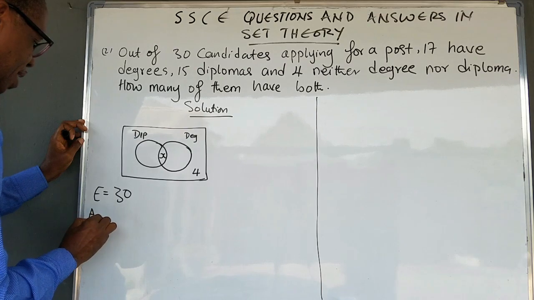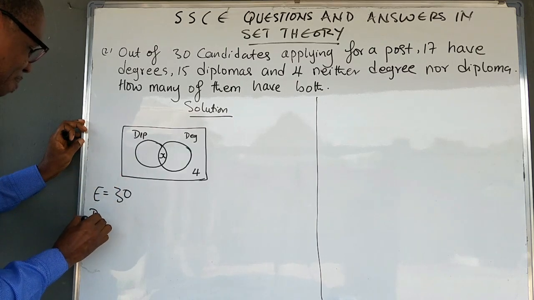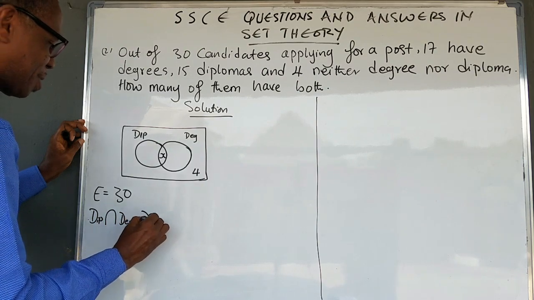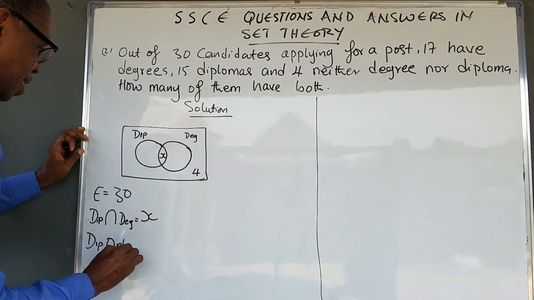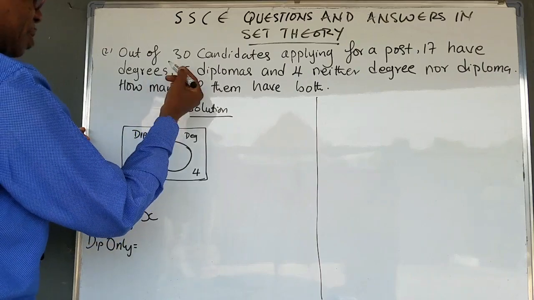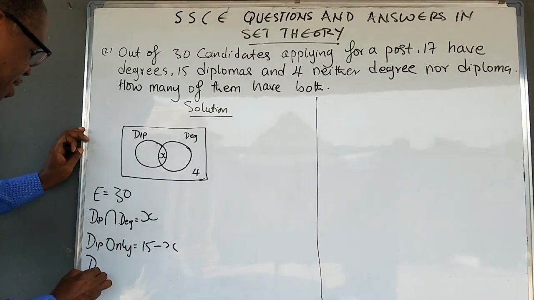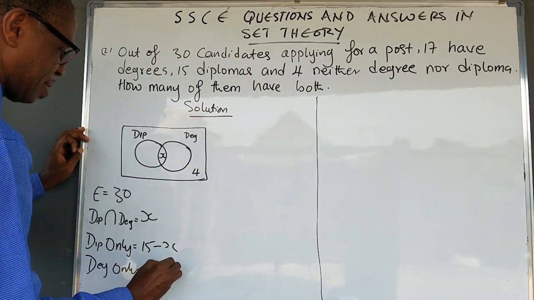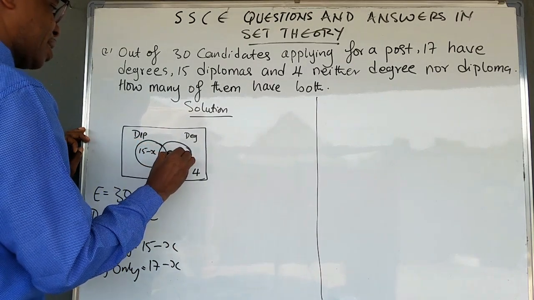Let me use this format: diploma intersection degree is equal to X. Then that means diploma only is equal to 15 minus X. Then degree only is equal to 17 minus X. So here now is 15 minus X. Right here is 17 minus X.